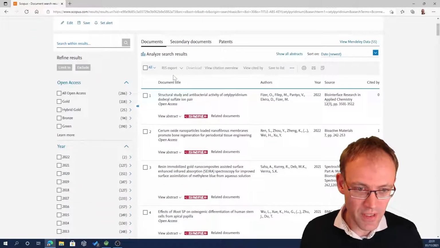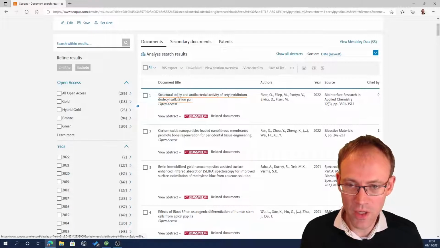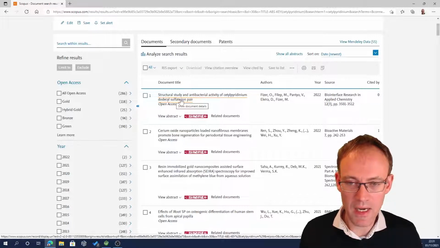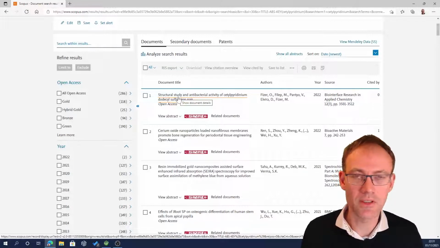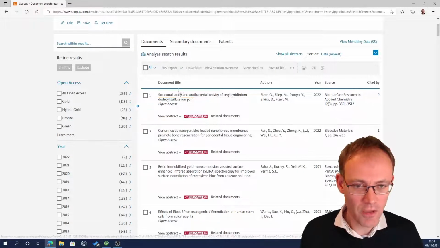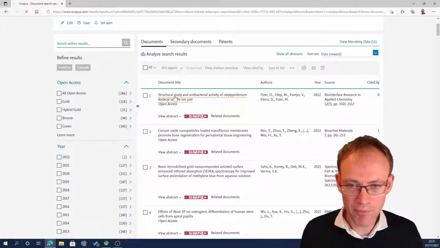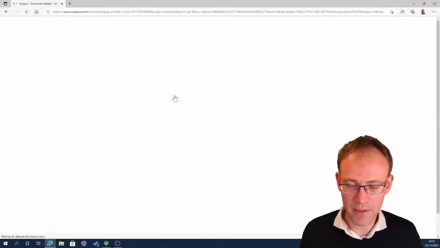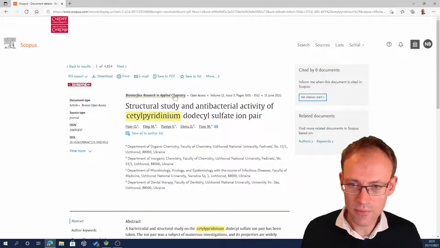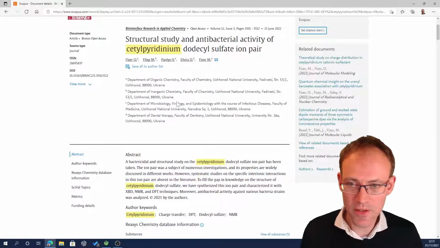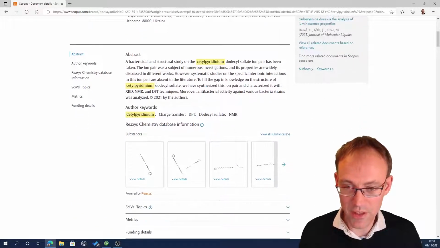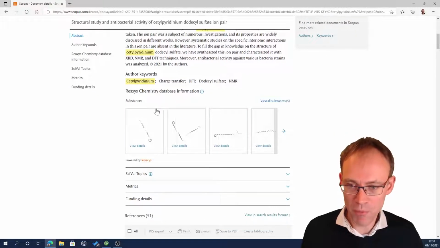And I also see some information on some ion pairs, and that's, to be honest, what I'm looking for when I look at the interaction with the benzoate as well. So I'm going to have a quick look to see what is happening over here. Okay, so this is where my keyword appears. Seems a relatively interesting paper, but what I see as well is the chemical structures over here.